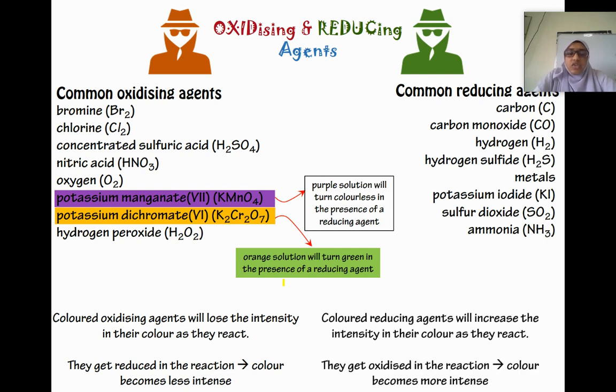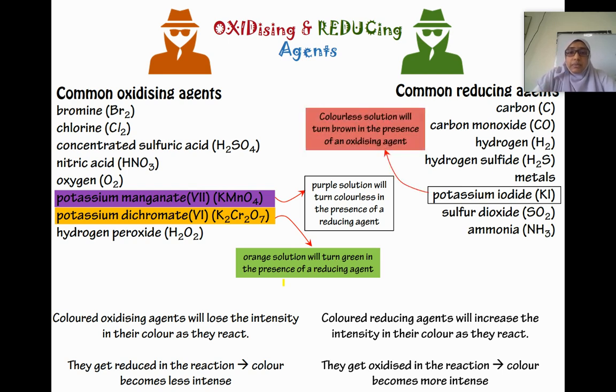All right. So the opposite is true for reducing agents. Because they are reducing agents, that means they themselves are going to get oxidized. So when they are oxidized, their color will intensify. One example from here is potassium iodide. Potassium iodide is colorless to start with. But if it is going to reduce something, it will then be oxidized, which means it will turn from colorless to brown.